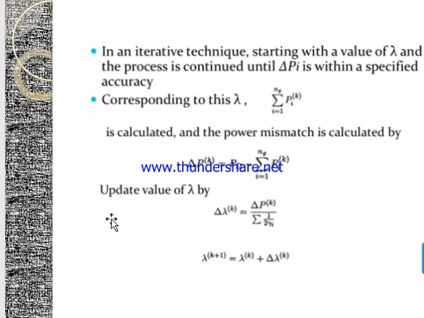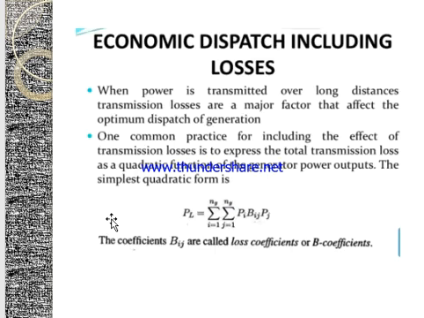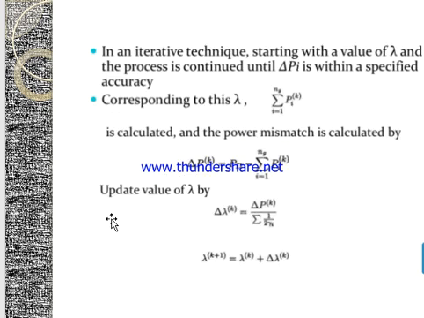While considering the iterative technique, we have the summation of i equals 1 to Nt Pi of k. From this we can find the power mismatch, that is, the change in power between the Pd value and the total summation of the actual values. With this, we can obtain the equation of lambda, that is, the next state value from the present state value and the change in lambda value.